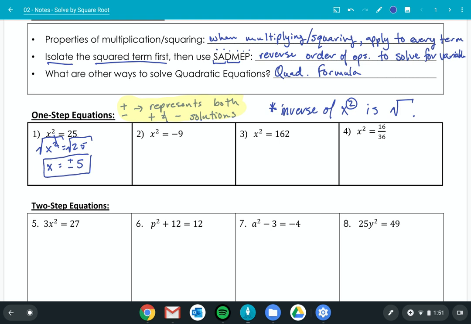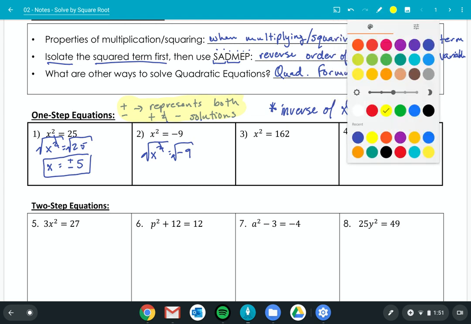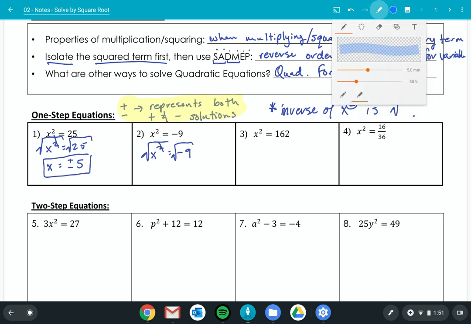Now, looking at numbers 2, 3, and 4, you'll notice all the x squareds are already by themselves, which is convenient. So I'm really just going to be doing the exact same step in all these problems. But looking at example 2, for instance, can I take the square root of a negative number? That's something that we might want to ask ourselves. Hopefully your answer is no, I can't. We really can't do that.